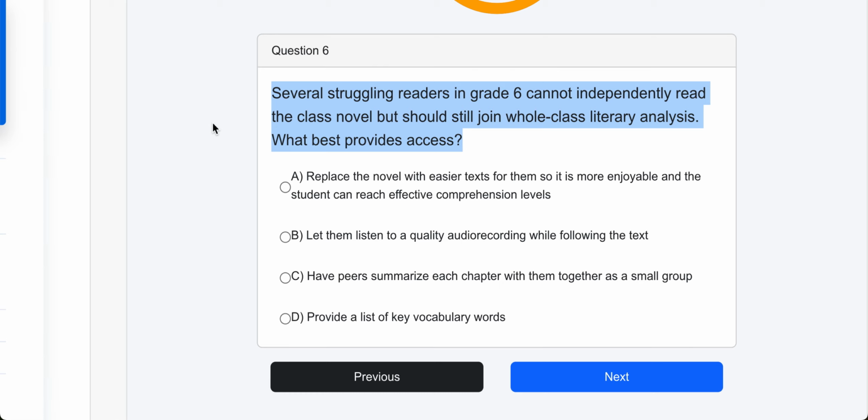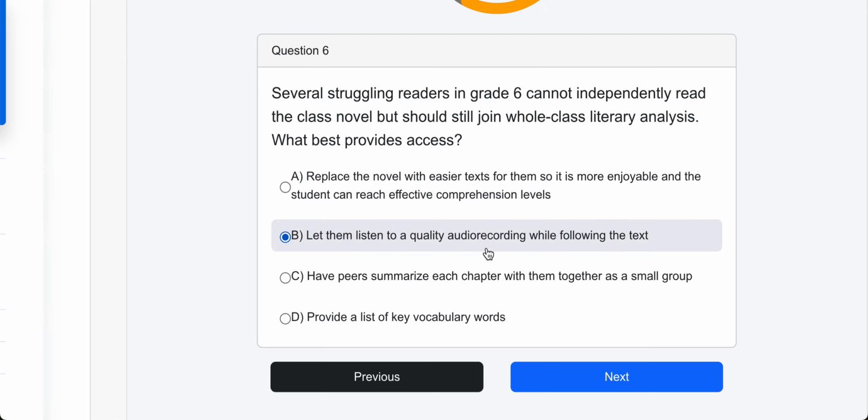Several struggling readers in grade 6 cannot independently read the class novel, but should still join whole class literary analysis. What best provides access for these students? Read the answer options. A, B, C, or D? I'm going with option B here, to provide them with a quality audio recording so that they can still follow the same text aloud. And this, of course, would grant them access where they could feel still part of the group. They can participate just as if they actually read it.